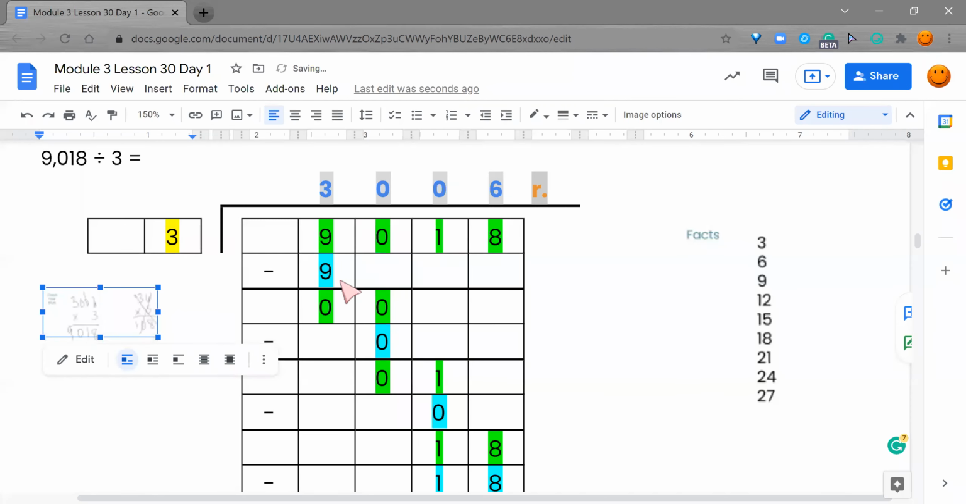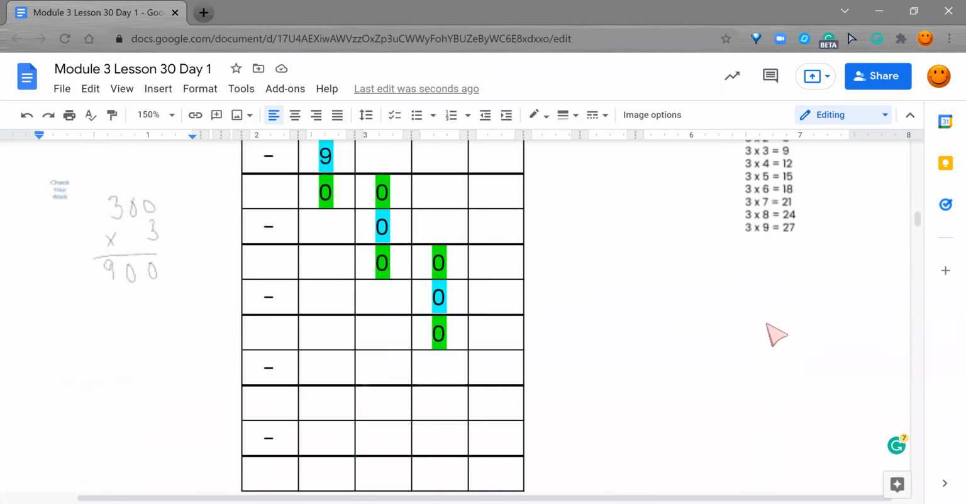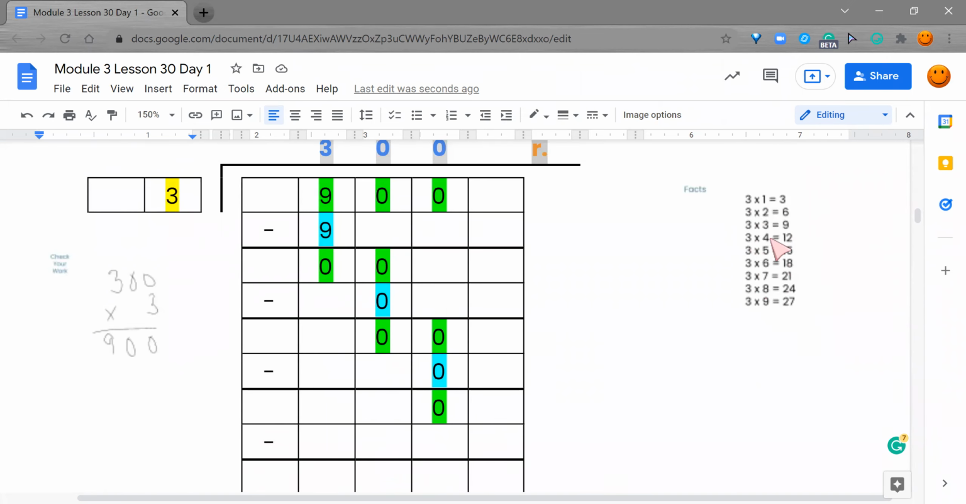Remember, as you're doing this, to take your time. Have fun with it. And remember to write those facts. If you don't know the facts, write the multiplication sentences out. It's okay. It gets you your answers, and you've got this.